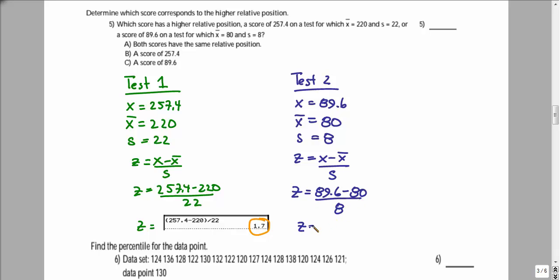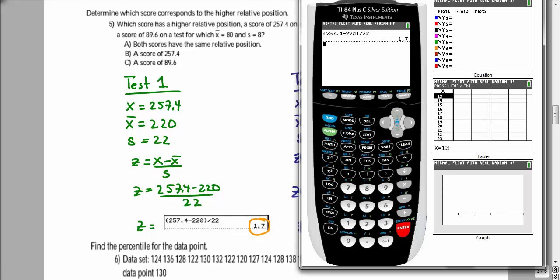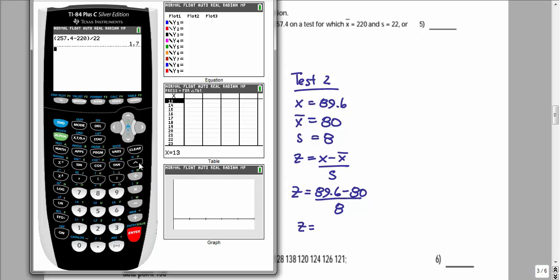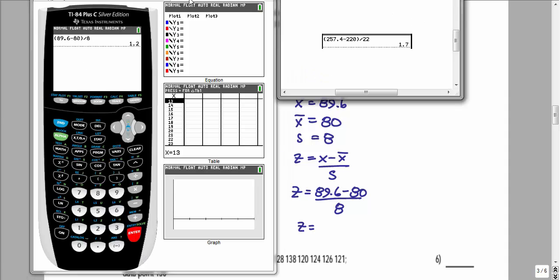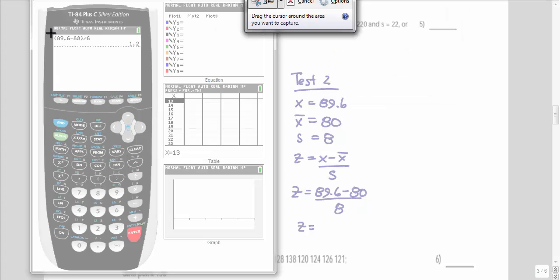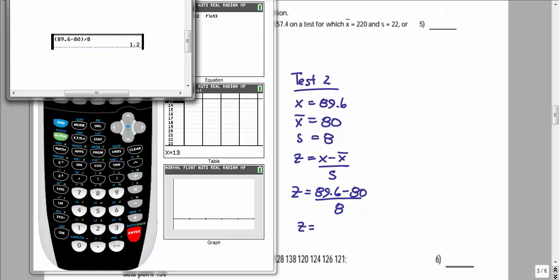So let's go ahead and plug this one into our calculator as well, and then we'll compare them. Again, we want those parentheses, 89.6 minus 80, close parenthesis, divided by 8. So it looks like we have a relative score of 1.2 for this second test.